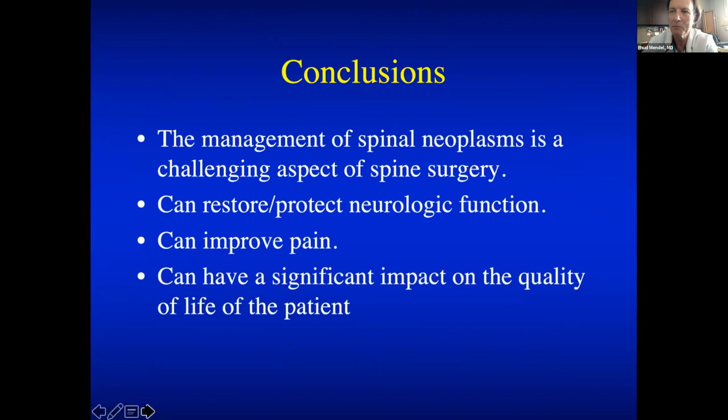So in conclusion, the management is challenging. It is important to restore and protect the neurological function. It does help with pain, and it can have a significant impact on the quality of patients' lives. Thank you.